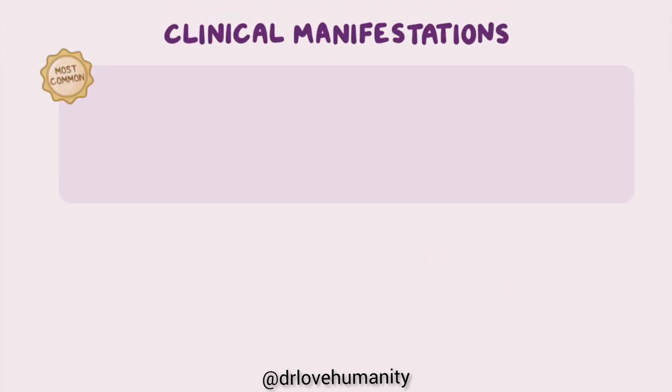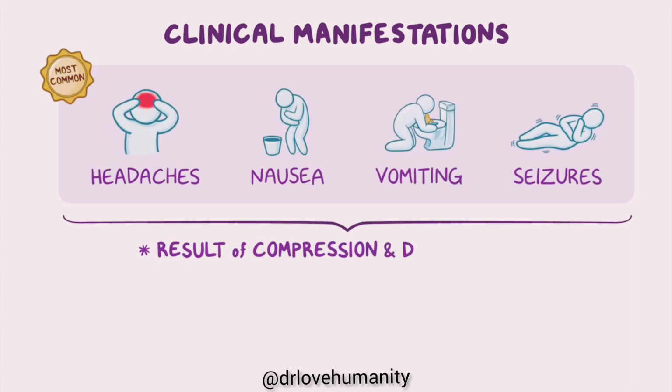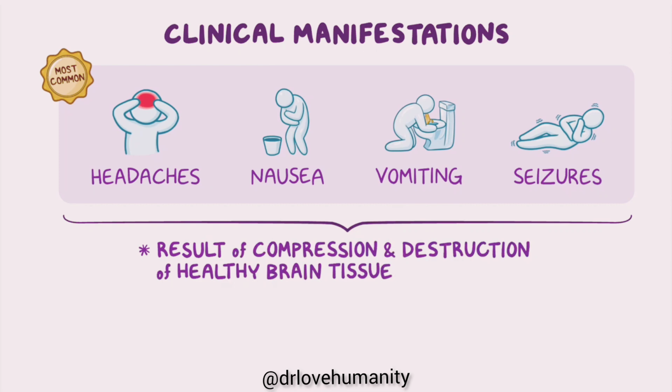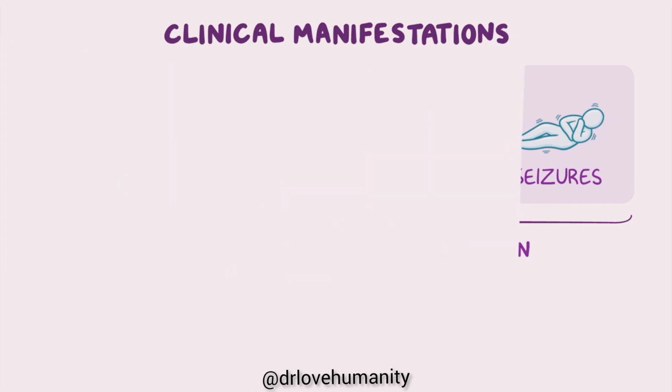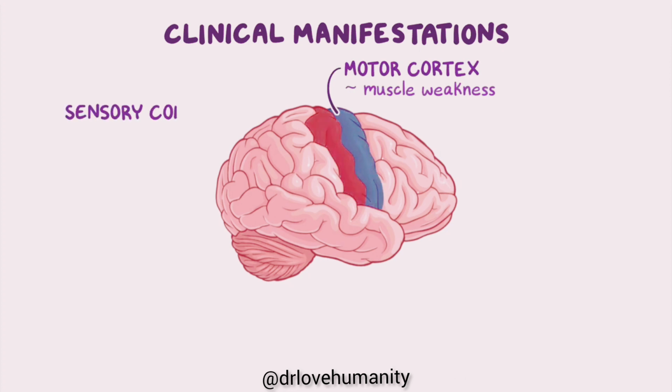Now, the most common symptoms of glioblastomas are headaches, nausea, vomiting, and seizures, which occur as a result of the compression and destruction of healthy brain tissue. Depending on the location of the tumor, there can also be specific neurological deficits. For example, involvement of the motor cortex can lead to muscle weakness. Involvement of the sensory cortex can lead to numbness or difficulty identifying objects through touch.